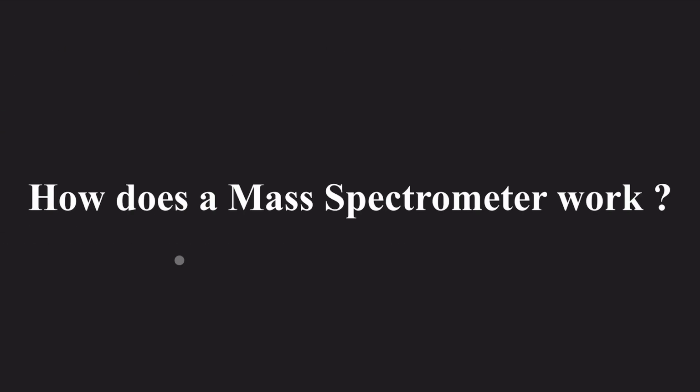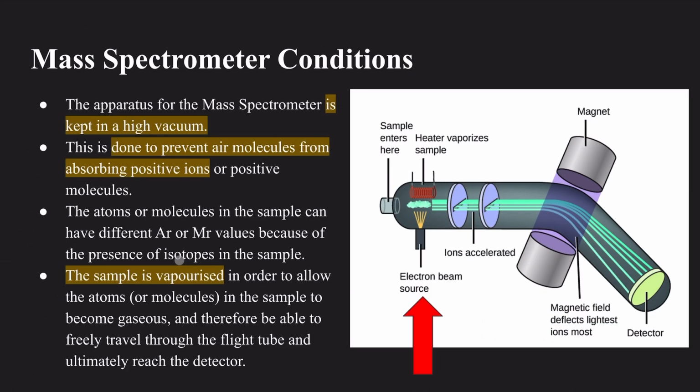So how exactly does a mass spectrometer work? Well, first we need to talk about the conditions. The apparatus for the mass spectrometer is kept in a high vacuum. The reason this is done is to prevent air molecules from absorbing positive ions or positive molecules. If this were to happen, it would interfere with the flight times, because it would ultimately prevent the ions, or slow them down, when they're trying to reach the detector, as we'll soon see.